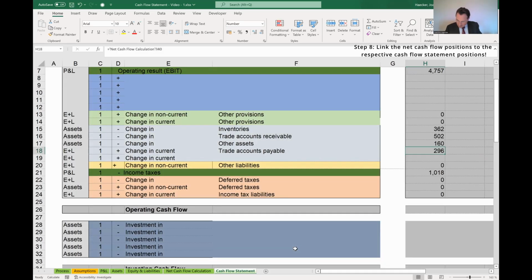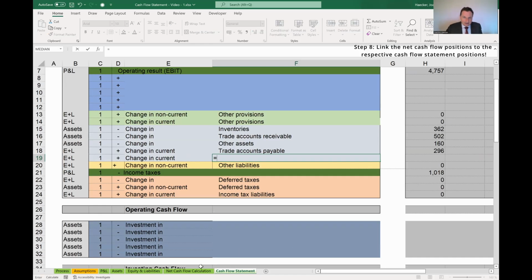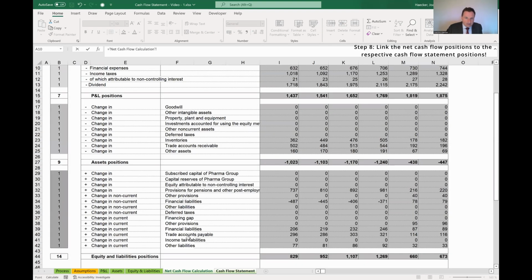And I also use the other position, what is left. Let's check out trade account. Income tax we already have. The change in current other liabilities. That is the remaining position. How did that change?